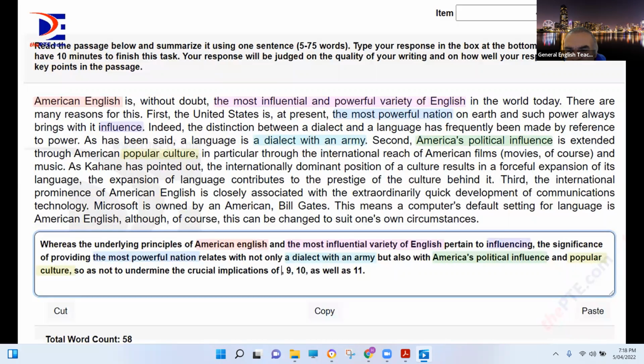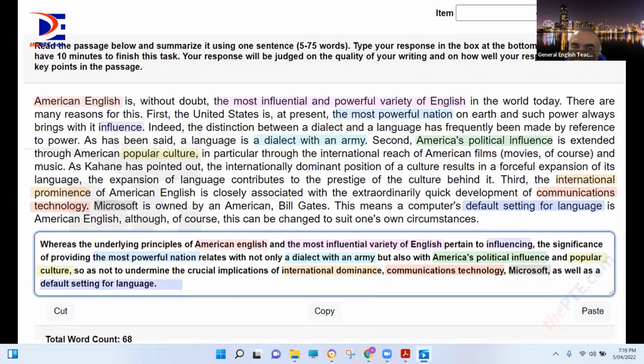In blank number 8, I use international dominance. And for the next blank, number 9, communications technology. Microsoft fills the gap, number 10. And for the last blank, number 11, I use a default setting for language. So there you are. We have used the most important content words related to the theme of the text in one single sentence.